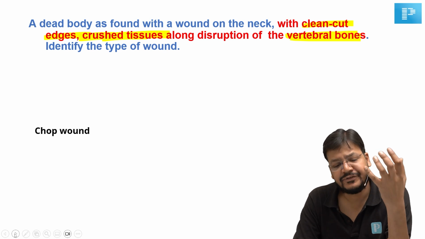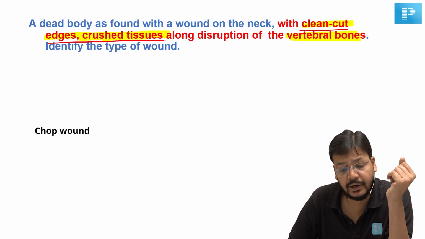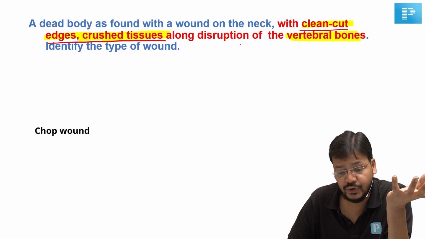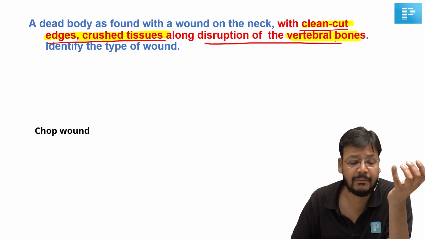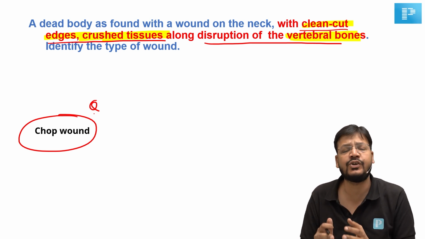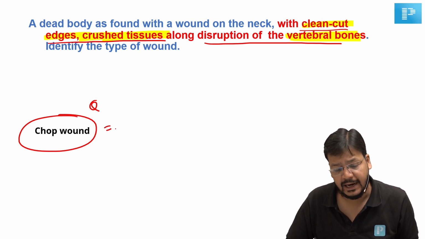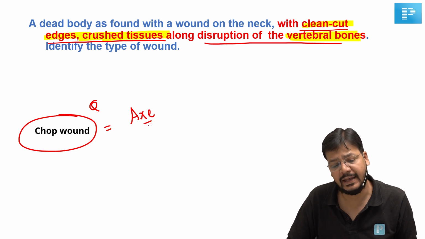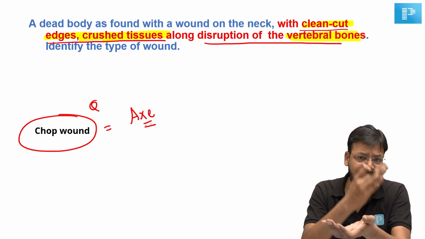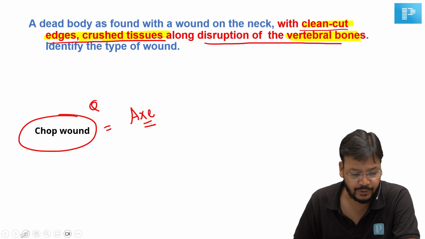Now, sir, if some injury is given that has clean cut edges, crushed tissue, cut tissue, and disruption of vertebral bone, that is probably a chop wound, because there is crushing of the tissue, cutting of the tissue with disruption of vertebral bone. A chop wound is caused by an axe that will cut the tissue, crush the tissue with bone fracture.